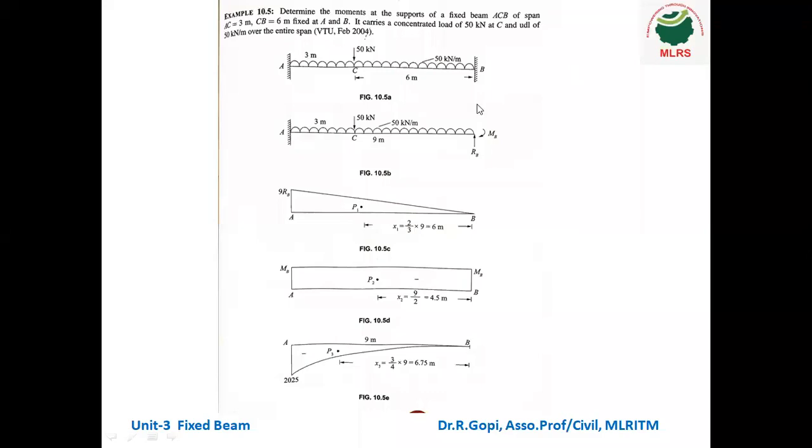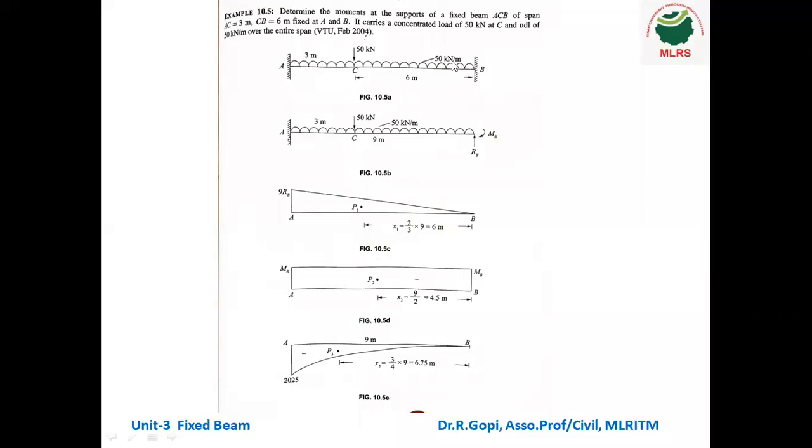Okay, students. Now we will move to the next problem. So in this next problem, you can see a combination of both UDL load and point load acting. Okay, so the point load is located 3 meters from the left support A, and the UDL load is acting throughout the span.